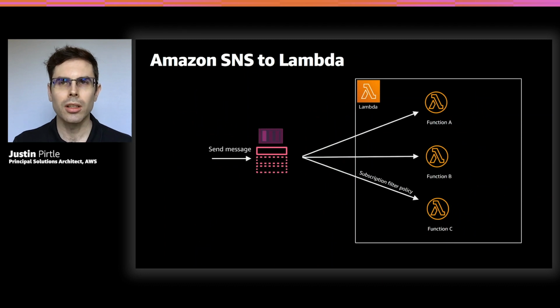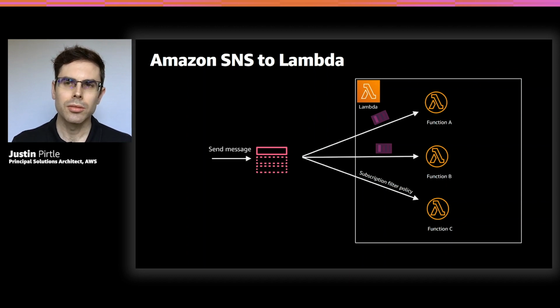So let's actually take a closer look at SNS to Lambda and that asynchronous invocation I mentioned to see how it looks. In this example, you'll see here we have an SNS topic where we have sent a message indicated by the purple box, and that is going to the right-hand side to our Lambda service, where that message will go to the various subscribers in parallel.